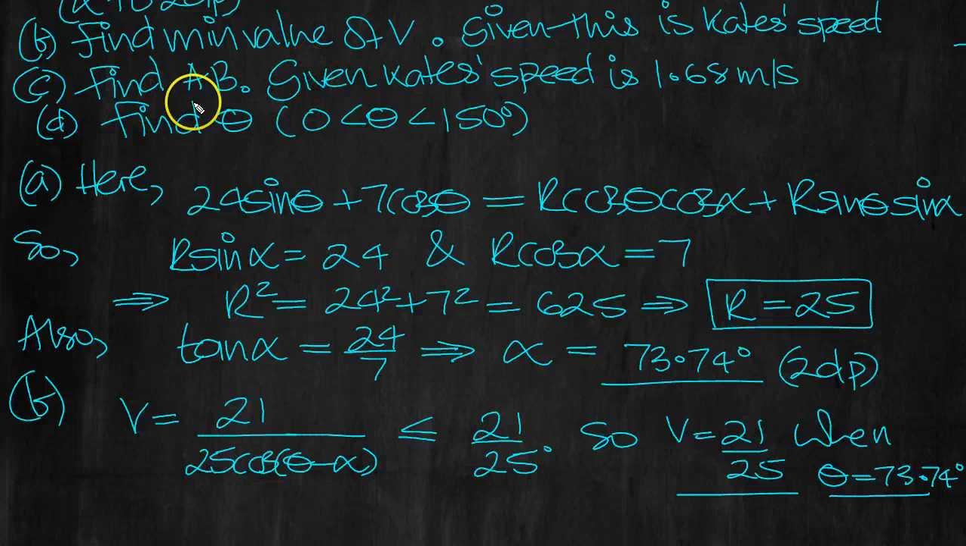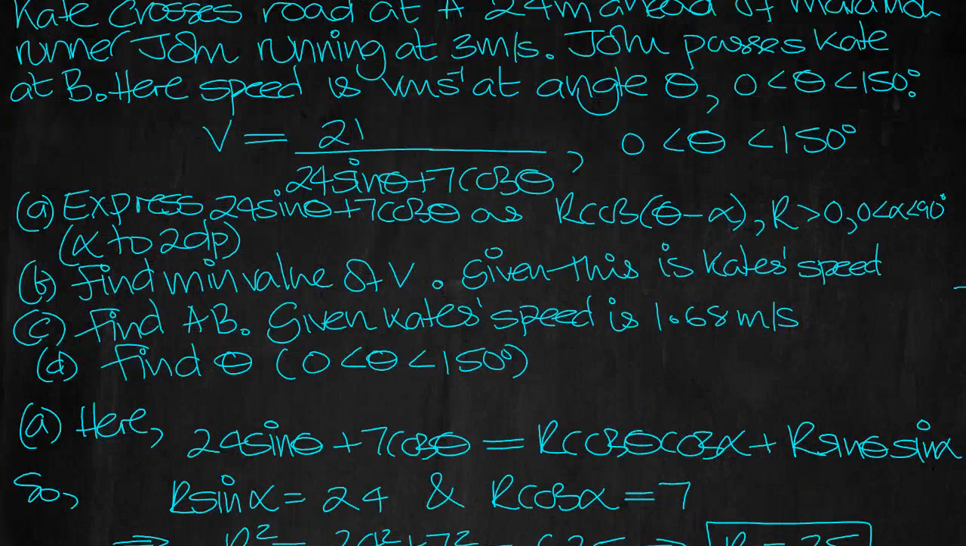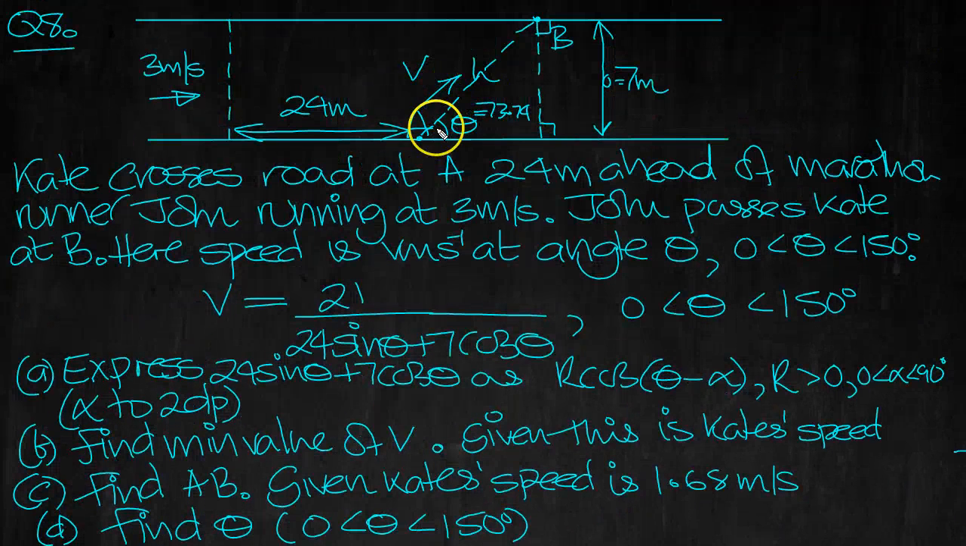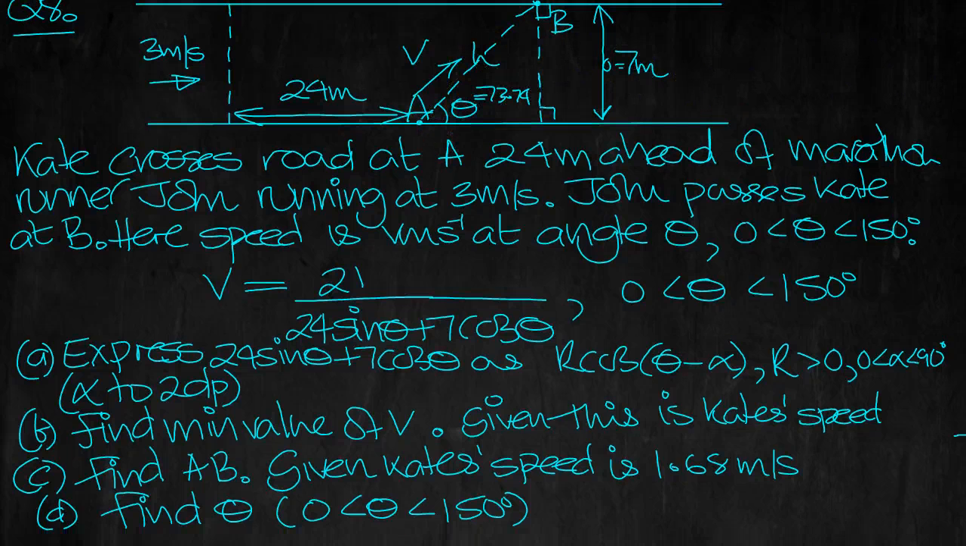Given that this is Kate's speed, find AB. So let's go back up to our diagram then. We've got a triangle here. I've put in H for the longest side. I've put this as the opposite. And we put the angle in as 73.74. So we can work out H, can't we, using the SOHCAHTOA. So sine is opposite over hypotenuse.